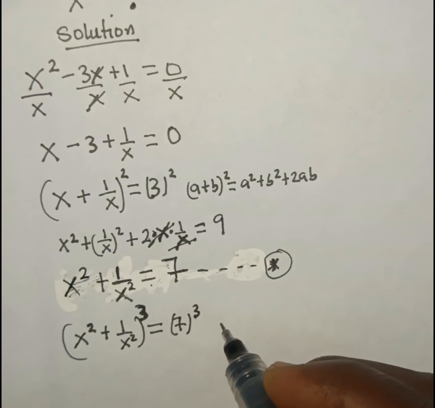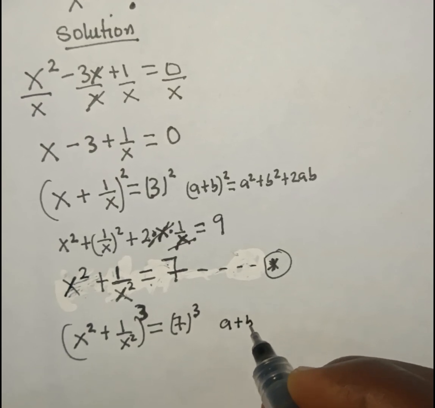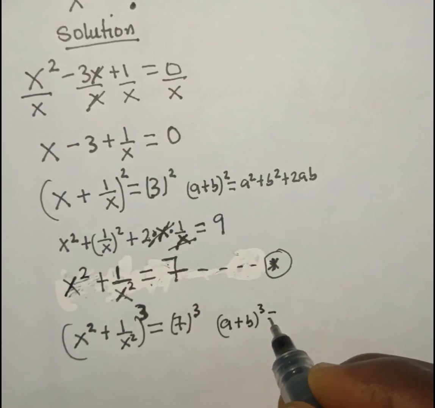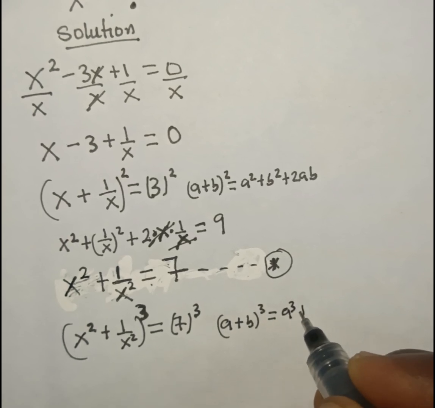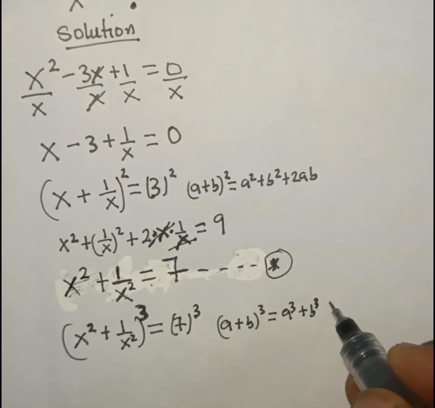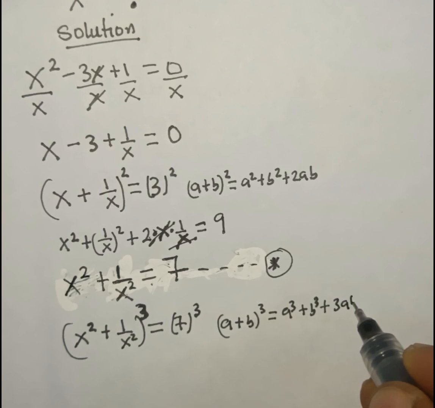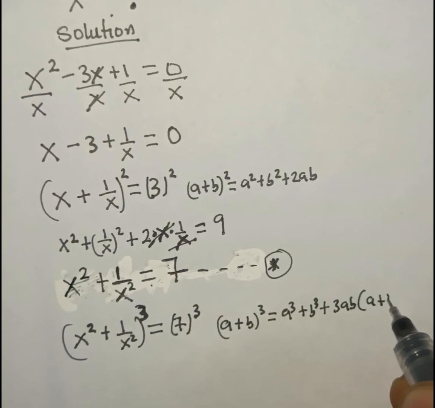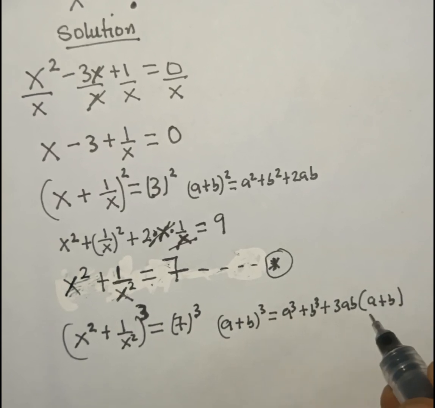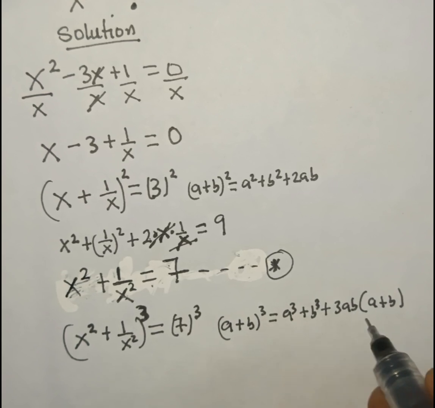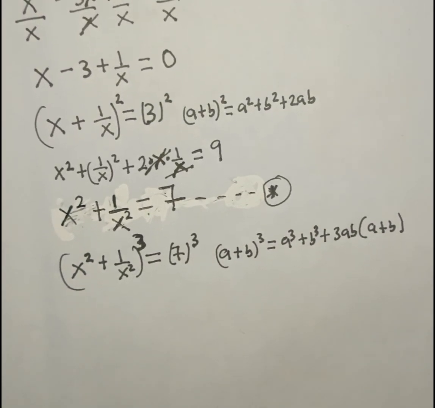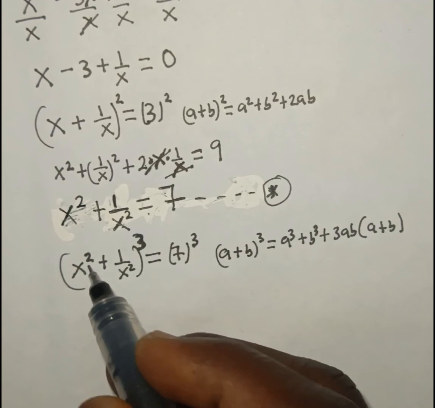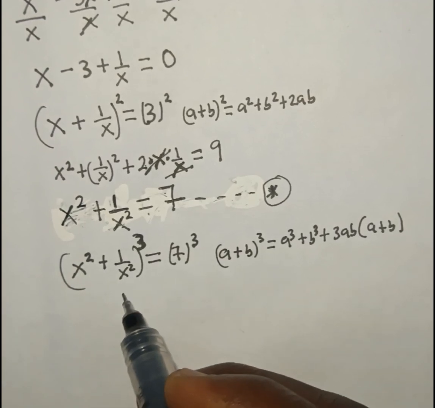And recall that when we have (a + b) cubed, this can be simplified as what? a to power 3 plus b raised to the power of 3 then plus 3ab into (a + b). So this can be simplified as this. So we're going to apply this property to the left hand side of the equation. So therefore, a will represent x squared and b will represent 1 all over x squared.